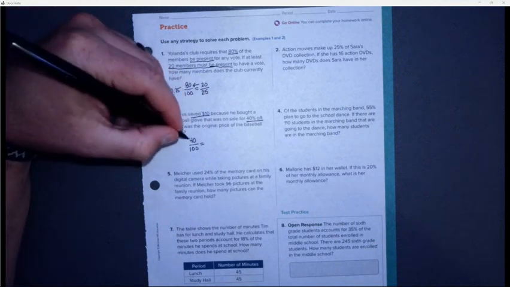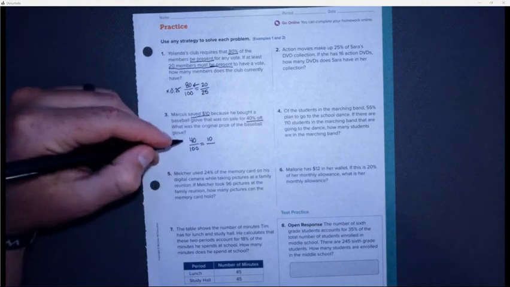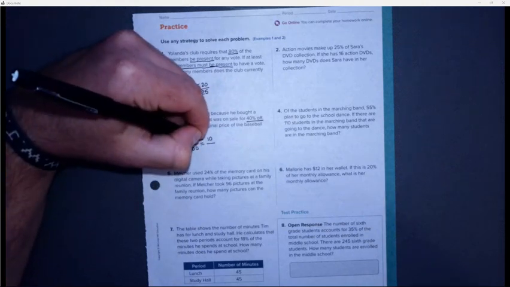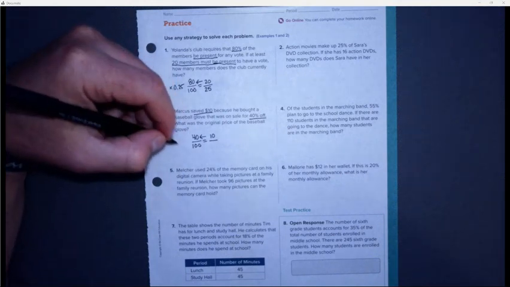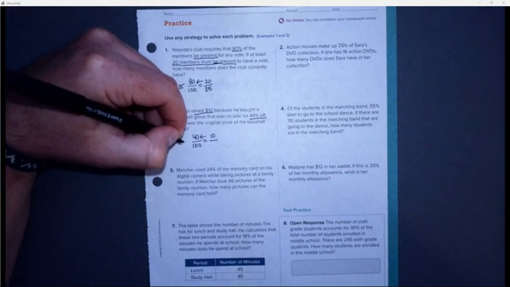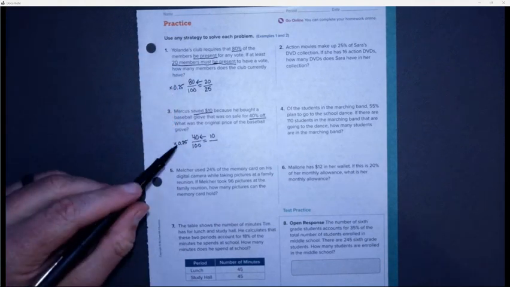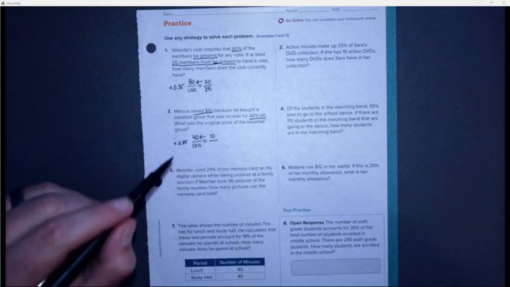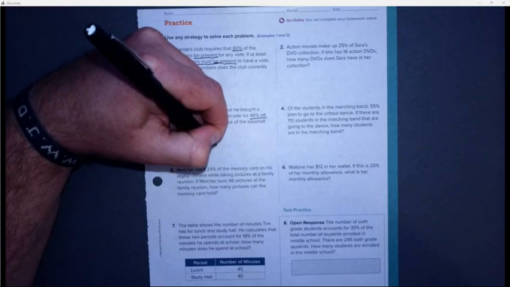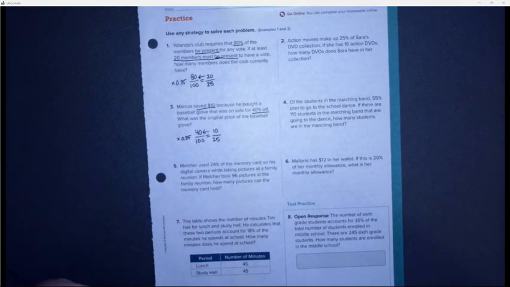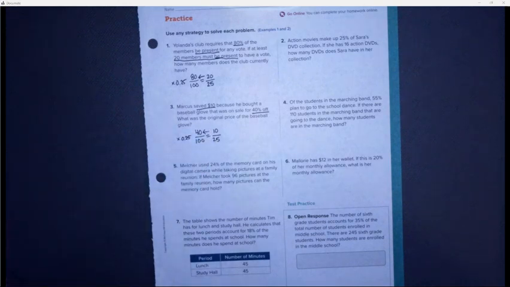So he saved $10. That's the 40% he saved. So 10 is our numerator. 10 divided by 40 is 0.25. So that's our multiplier. 0.25 times 40 is 10. 0.25 times 100 is 25. So the original price of the baseball glove was $25, and he saved $10, which was 40%.